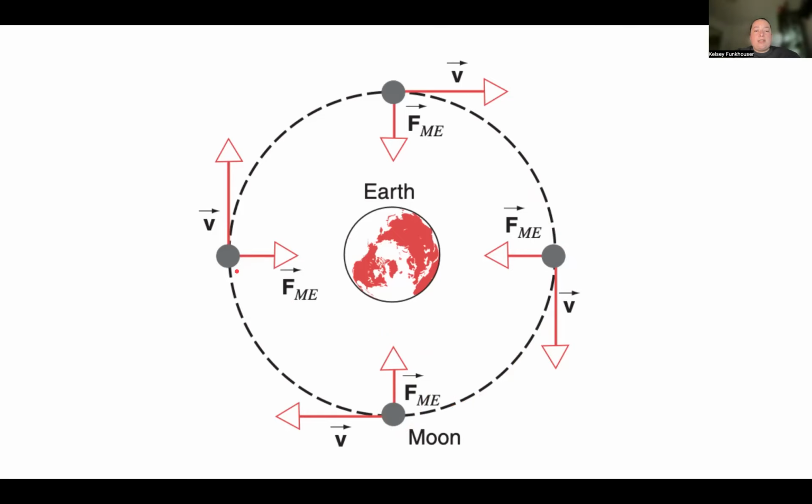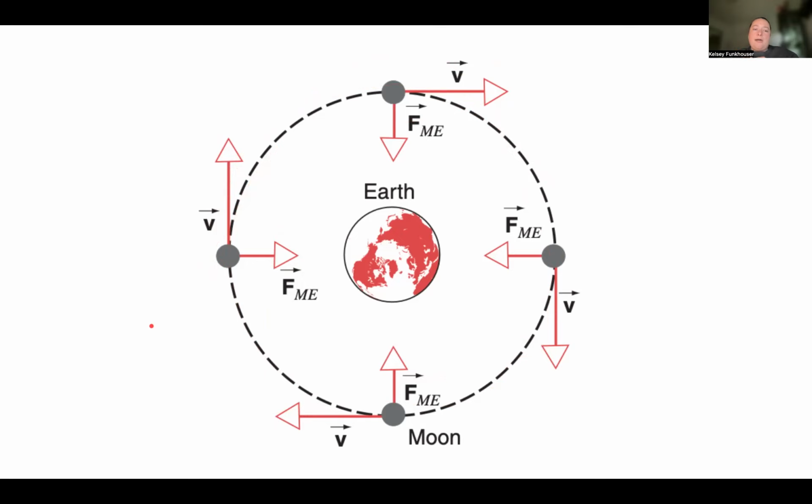But if there's acceleration, doesn't that mean that the velocity must be changing? Velocity is a vector, so it changes either in magnitude or direction or both. In the case of uniform circular motion, like the moon orbiting around the Earth, the velocity changes direction, but the magnitude is constant. You can see that here, our velocity vectors have the same magnitude, but they're obviously pointing in different directions depending on where the moon is around the Earth.